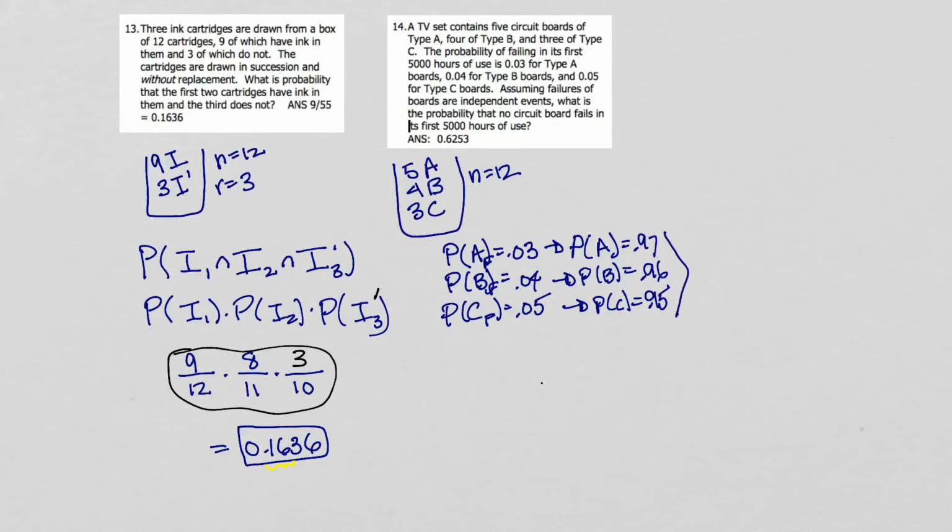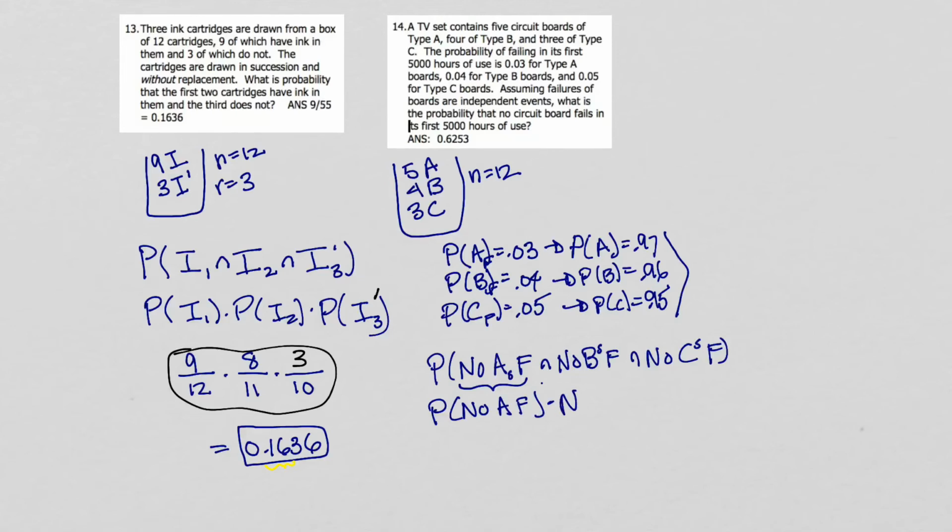Now what we want here is no failures for A. So I want no A's failing. So what I want is this, no A's fail, and no B's fail, and no C's fail. Well, what about this right here? Now, these are independent events, so what I want is the probability of no A's failing times the probability of no B's failing times the probability of no C's failing.